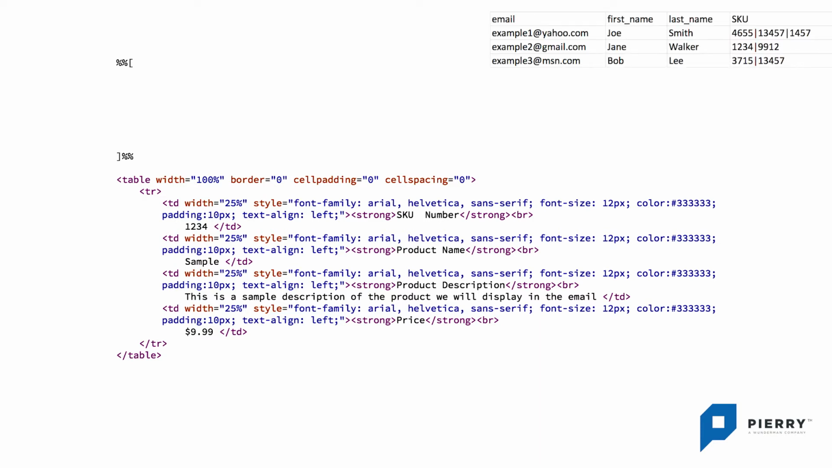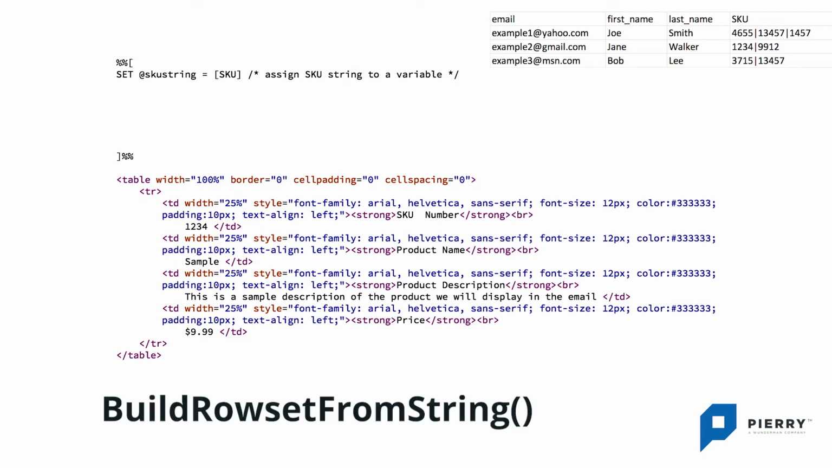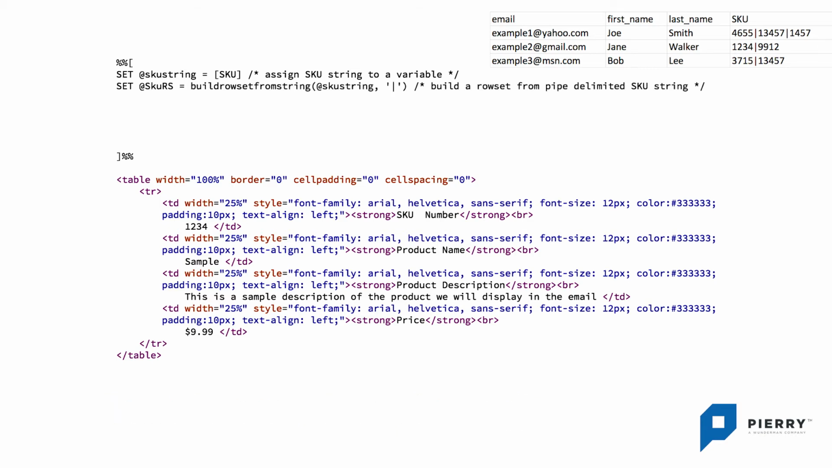For reference, I'm going to put the customer data set on the top right of the screen. Set SKUstring equals SKU. This encapsulates the string 4655, 13457, 1457 into a variable called SKUstring. Ampscript has a special function for building row sets from a string of data called BuildRowSetFromString. This function has two arguments, one being the string data source, and two being the delimiter used to separate the data, in our case, a pipe. To store our row set as a variable, we will write: set SKURS equals BuildRowSetFromString, SKUstring, pipe.